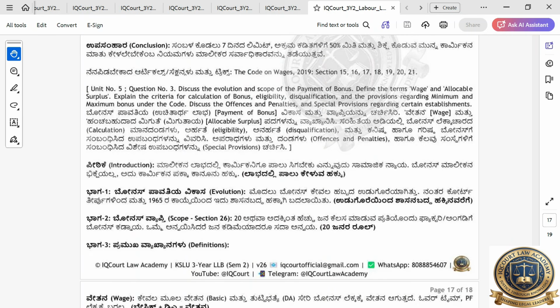This is the third question. Discuss the regulation on scope of payment of bonus. This is also very, very important. They may ask for 8 marks in the short notes. Usually they are not asking for 16 marks, but it is an important question, 100% important question. Define the term wage, allocable surplus. Explain the criteria for calculation of bonus, eligibility, disqualification, everything we explained.